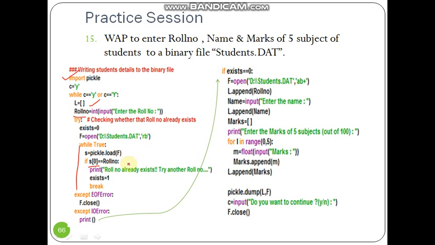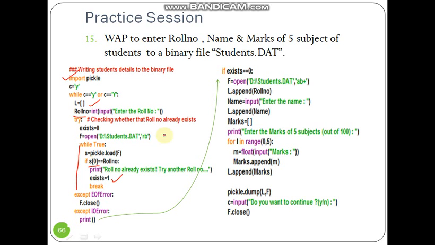If the roll number is there, we are printing a message, roll number already exists. Try another roll number. And one more thing, we are making the variable exist 1 and we are breaking from the loop, so it goes out of that loop. If any error comes, we are closing the file. Then if exist is 0, it will add that roll number's details to the file.